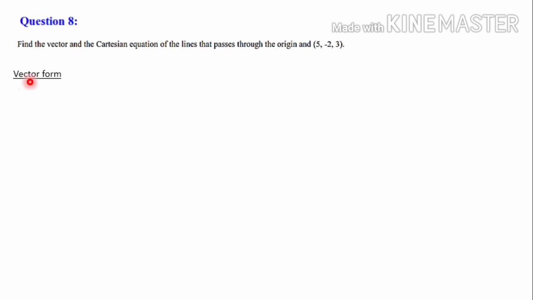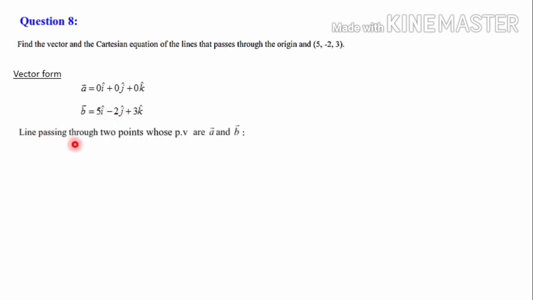Here you have to write the required equation in vector form first. First of all, you have to identify the position vector of the first point, that is vector A. It is our origin, 0 0 0 are the coordinates. Writing position vector, it is 0i plus 0j plus 0k, and vector B is equal to the position vector of the second point, that is 5i cap minus 2j cap plus 3k cap. So the vector form of the equation of a line passing through 2 points A and B is vector R is equal to vector A plus lambda into vector B minus vector A.